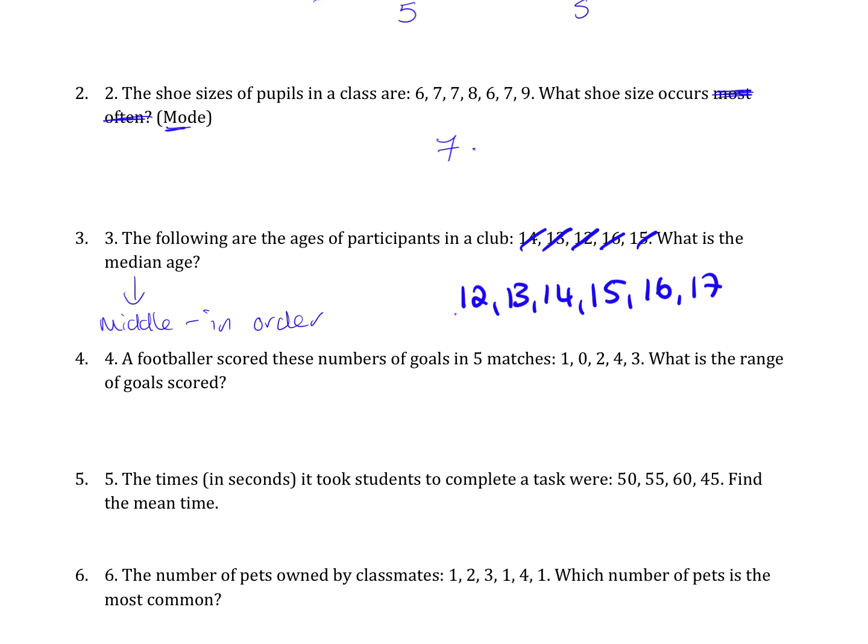13. No, 12. Yep. 17. Yep. 13. Yep. And 16. Good. Now look what I have. I have 2 numbers in the middle. So I can't cross both of them off. So what am I going to do?